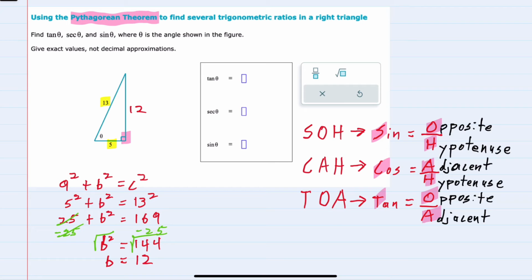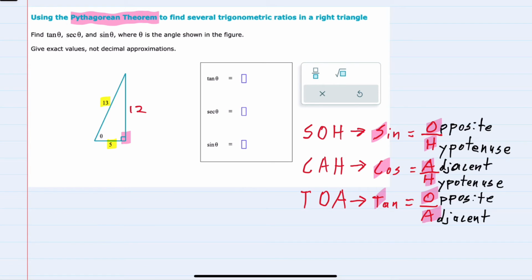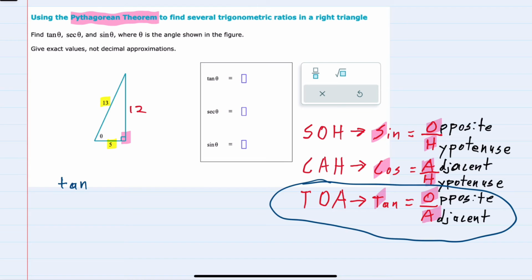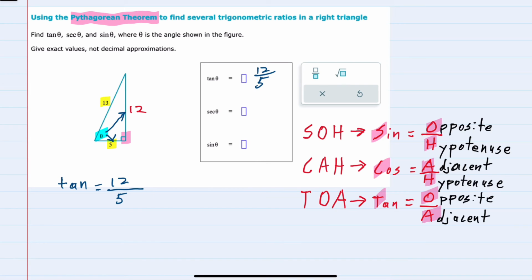And so now we can turn our attention to each of these values we were asked to find. The first is the tangent, which we recall is the opposite over the adjacent. And from theta, the opposite is 12, and the adjacent is 5, so the tangent of theta is 12 over 5. Next, we were asked for the secant, and secant is not one of the ones in our mnemonic here.